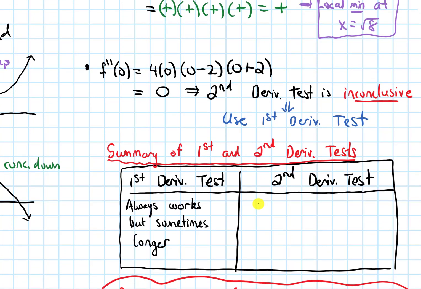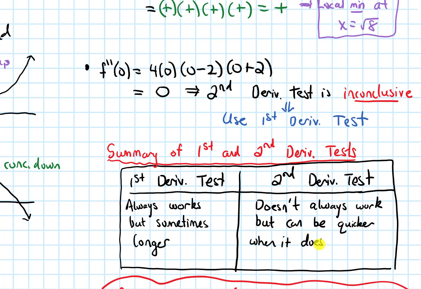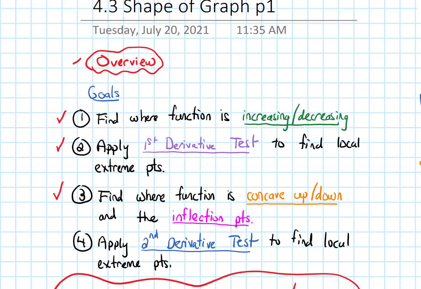The second derivative test doesn't always work, but it can be quicker when it does work. If it's easy to find the second derivative, it can be quicker when it does work. So in terms of our goals for this section, we finished our last goal, applying the second derivative test to find local extreme points. I will do one more video in this section to give another increasing-decreasing concavity example.